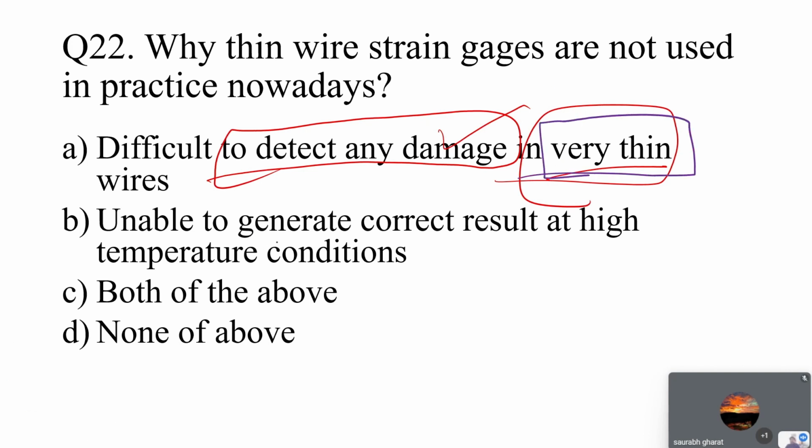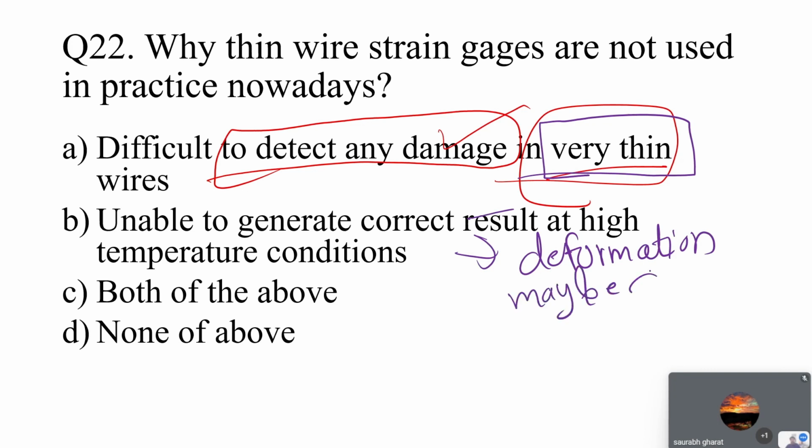And again, it is unable to generate correct results at high temperature. If there is a high temperature condition, it will deform due to temperature also. Okay, deformation may be due to temperature, you know this fact.